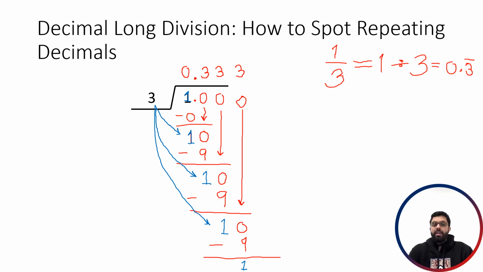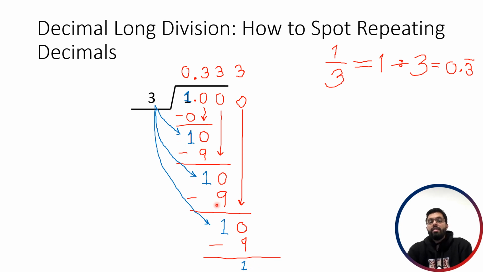So the key is, as soon as you start getting the exact same remainder, that's how you know you're going to run into a repeating decimal, because you're going to end up doing the exact same subtraction problem over and over and over again. And that's something that's a little tricky the first time, but as you do a little bit more practice, you start to notice these things.